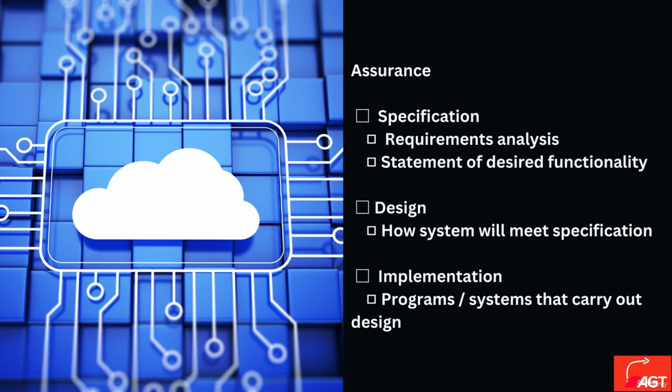Because cloud systems are complicated and distributed, with several components and layers of abstraction, assurance is essential for cloud security. A thorough strategy that takes into account every component of the system, from the hardware and network infrastructure to the software and user interfaces, is necessary to ensure the security of a cloud system.